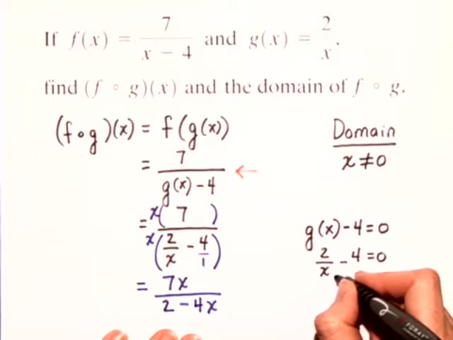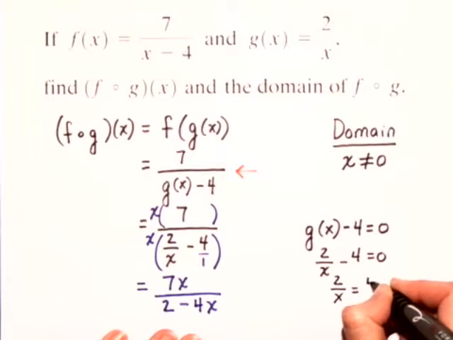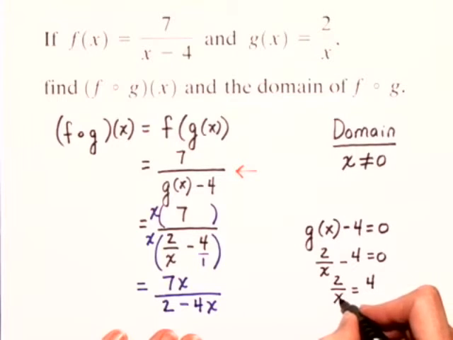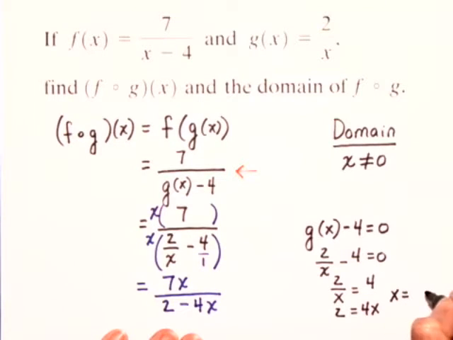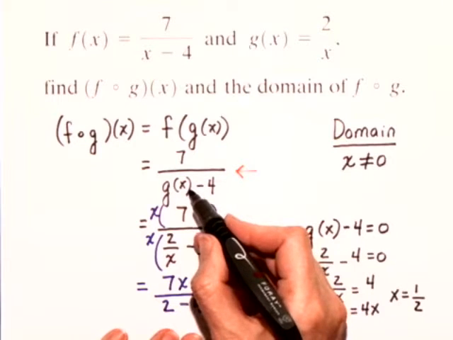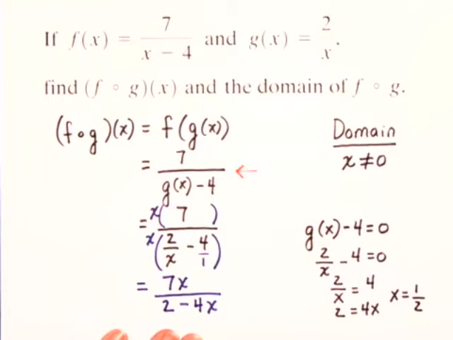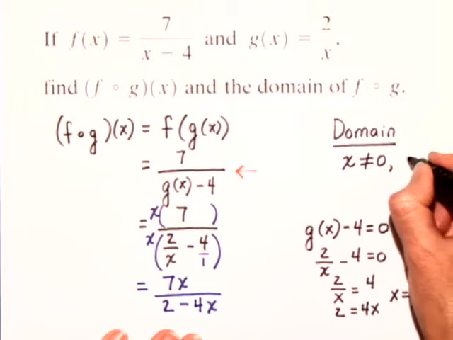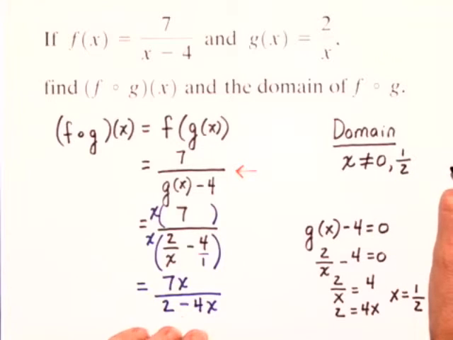Let's add 4 to both sides, and we get 2 over x is equal to 4. We can multiply both sides of this equation by x, and we'll get 2 is equal to 4x. And then if I divide both sides by 4, I get that x is equal to 2 over 4, or 1/2. So x equals 1/2 is now another value that can make the denominator of the composed function 0. So we also need to exclude that from the domain. So x cannot equal 0, and also x cannot equal 1/2.